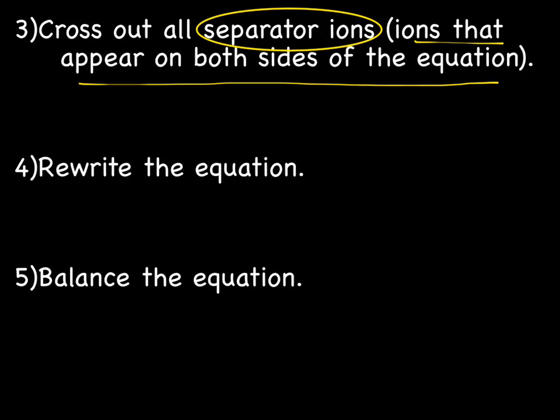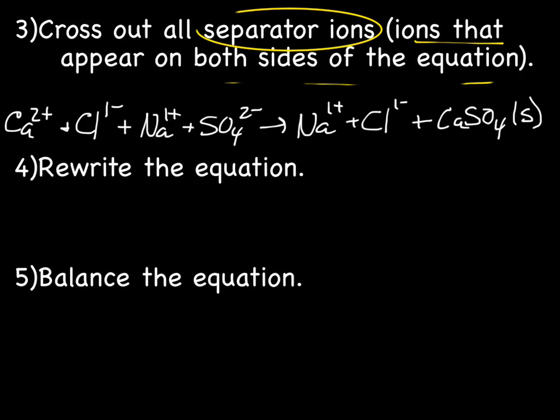So let's do that. So we have our complete ionic equation, and let's see, calcium is not an ion on both sides of the equation, so it stays. Chloride is found as an ion on both sides of the equation, so let's cross it out. Sodium is found as an ion on both sides of the equation, so cross it out. Sulfate is not found as an ion on both sides of the equation, so it stays.